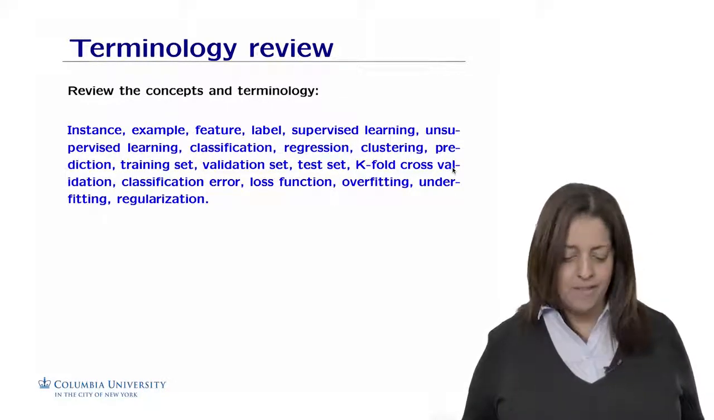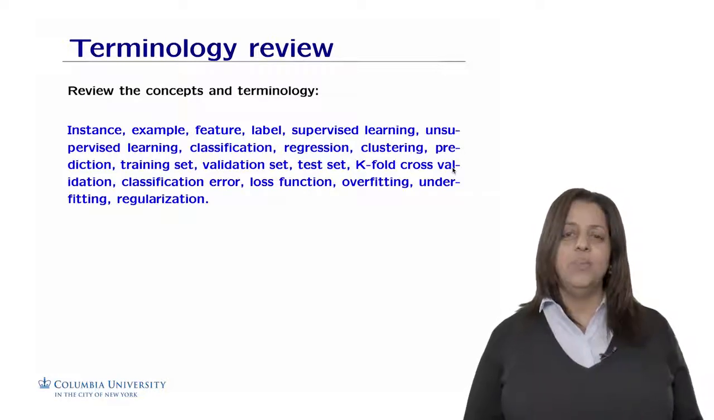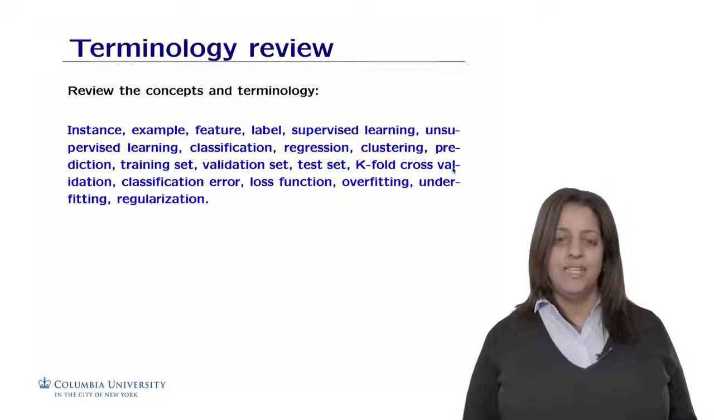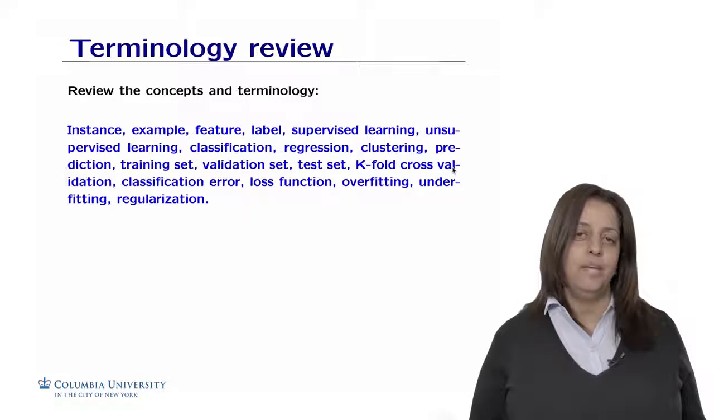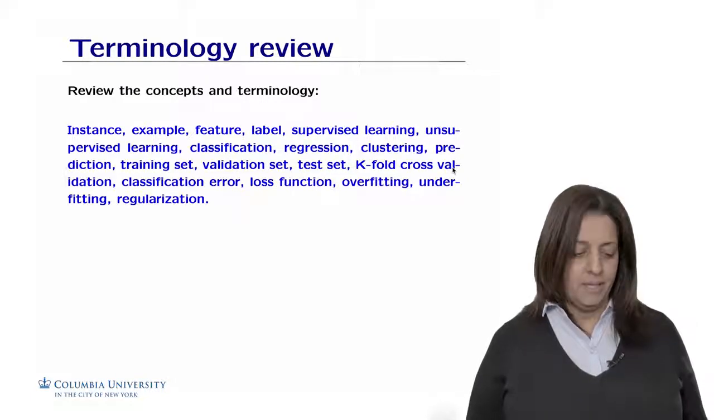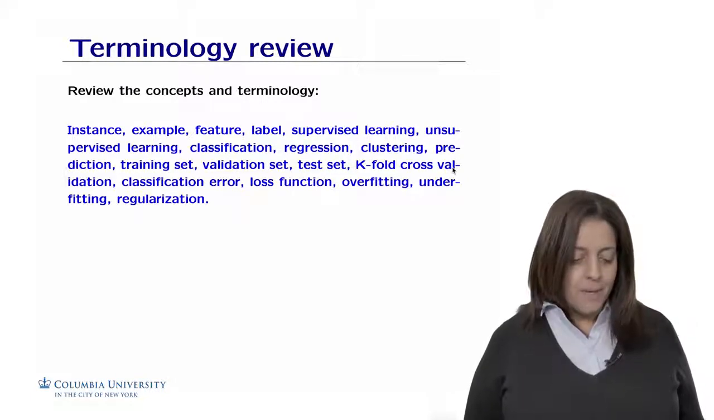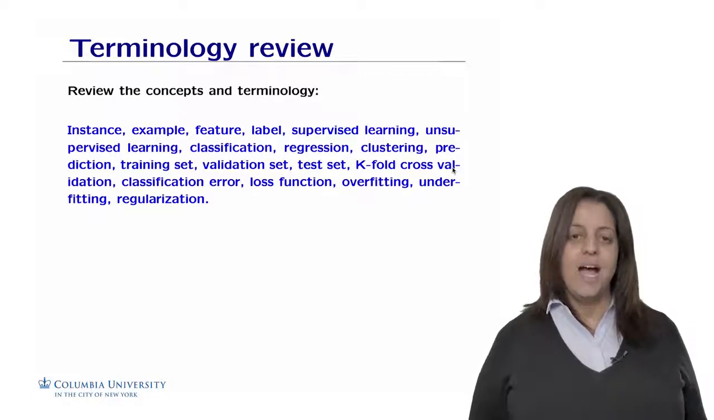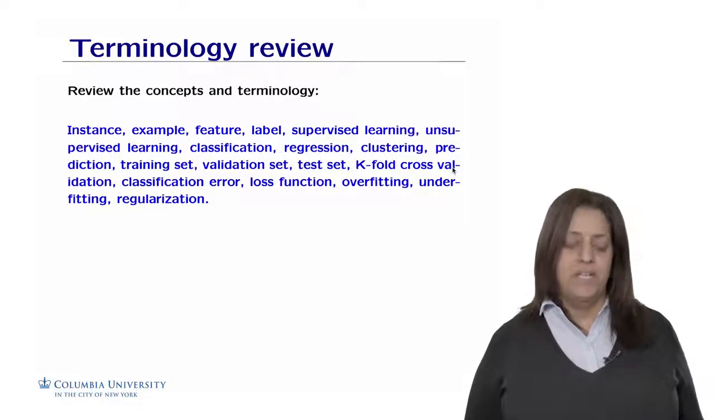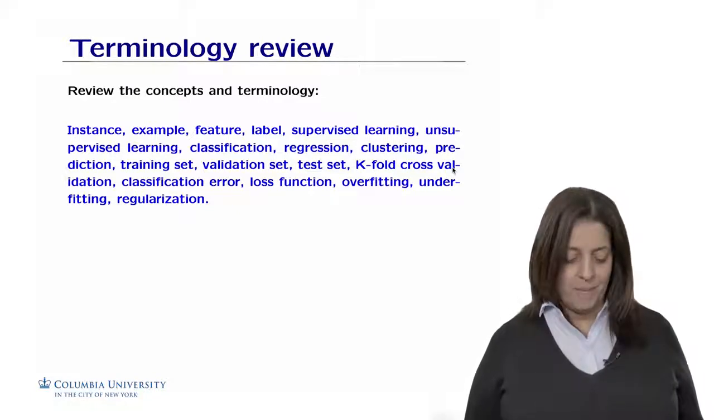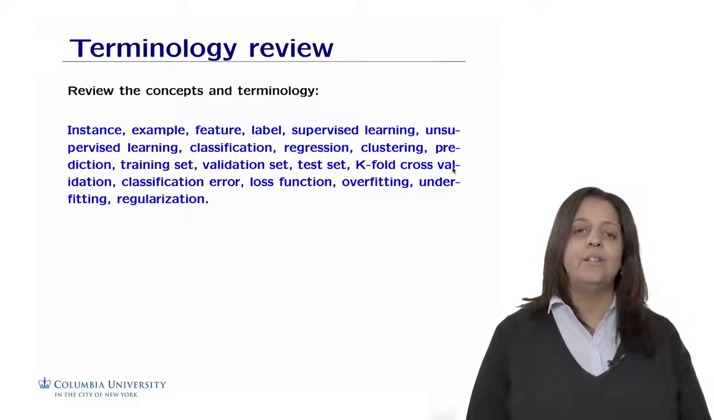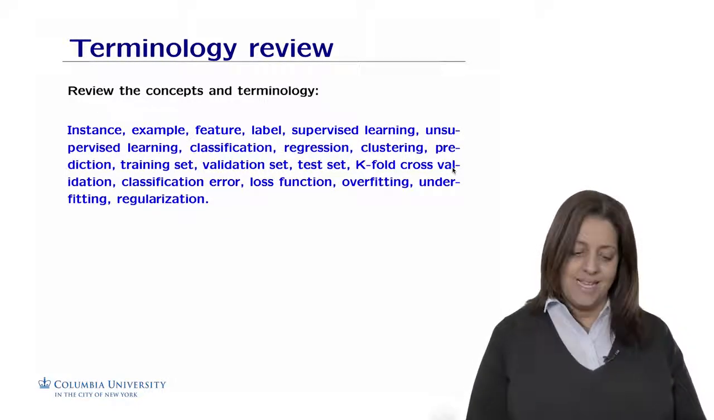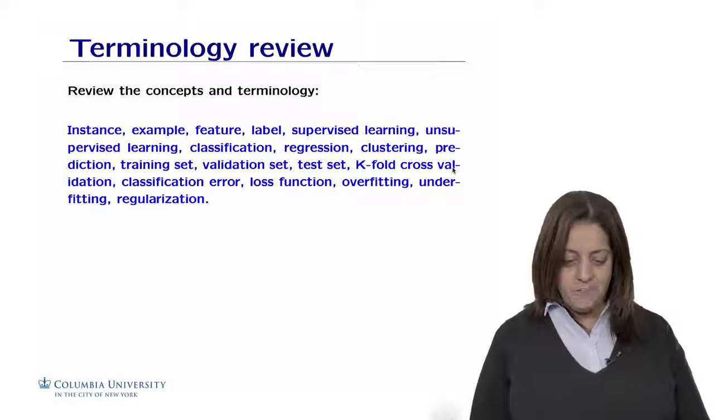We spoke about k-fold validation, which is a different way to slice and dice your data set so as to get the best performing model with the best performing parameters. We spoke about classification error, which is how much error you're making in predicting positive and negative examples. We also spoke about loss function, which is a way to assess the classification error.